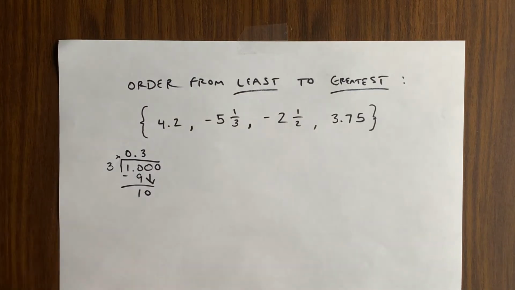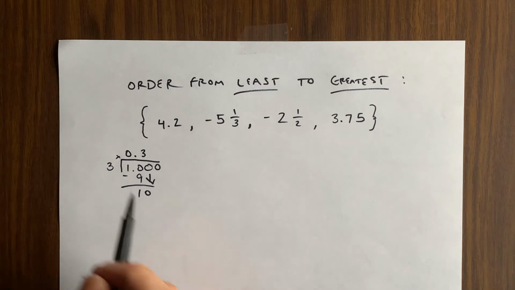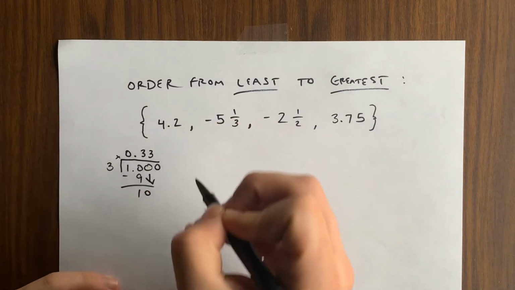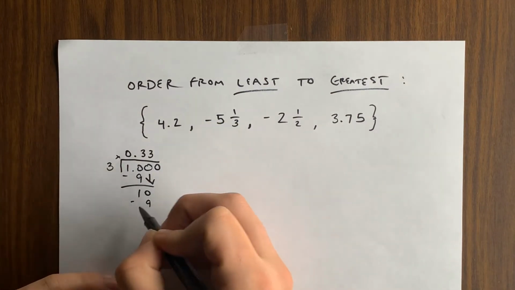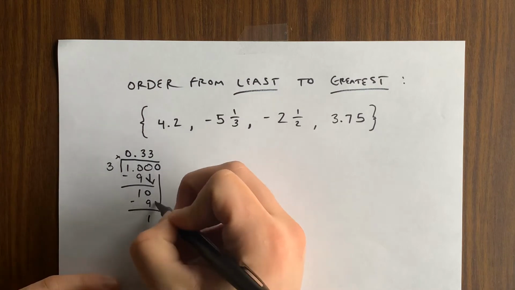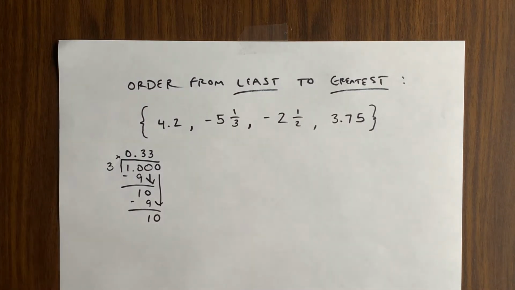Bring down your next number. Same question. How many times can 3 go into 10? You should get 3 again. 3 times 3 is 9. When you subtract, you get 1, and bring down your next number. Hopefully you're seeing a pattern in this case. You know it's repeating. So we can go ahead and just throw a line over that.